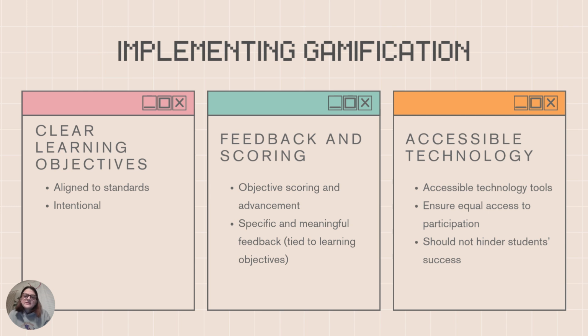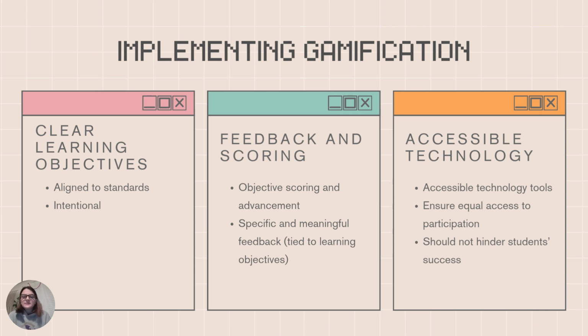When implementing gamification in the classroom, there's a couple important things to consider. The first is having a clear learning objective. This should be tied to academic standards and thoughtfully planned in the same way that you plan a learning objective for any traditional lesson. This helps to ensure that it's not just a filler activity, but it's actually gamifying a lesson or a task that is applicable to students' learning throughout your class.